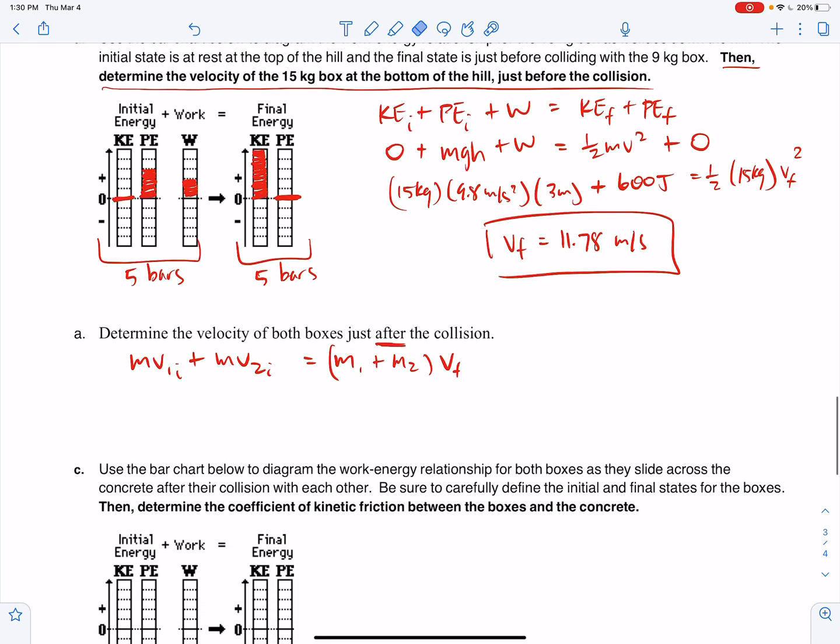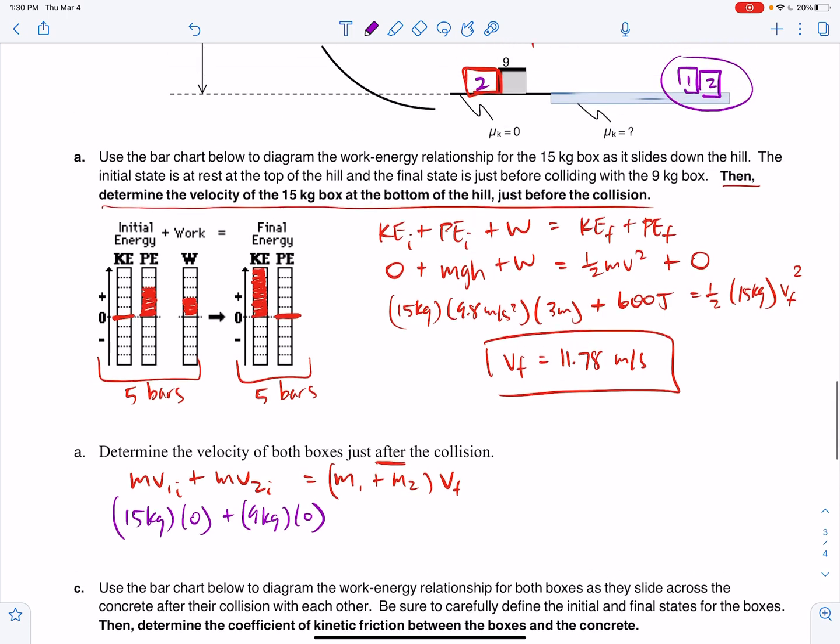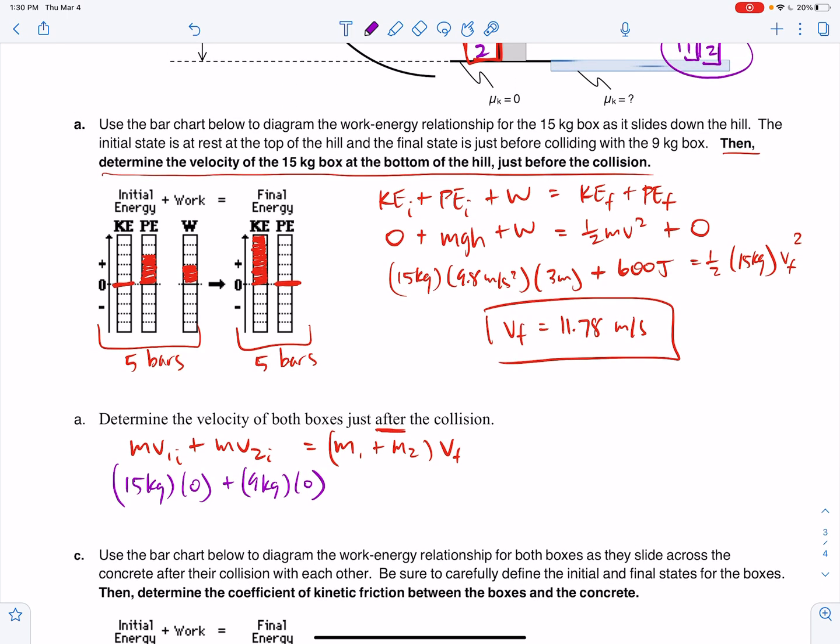All right, so plugging in the numbers, the first box is 15 kilograms, but it is at rest, right? And the second box is 9 kilograms, but it is also at rest. So there's no momentum. Oh, I'm sorry. The initial moment is just before the collision. My bad. So this number here is not 0, right?